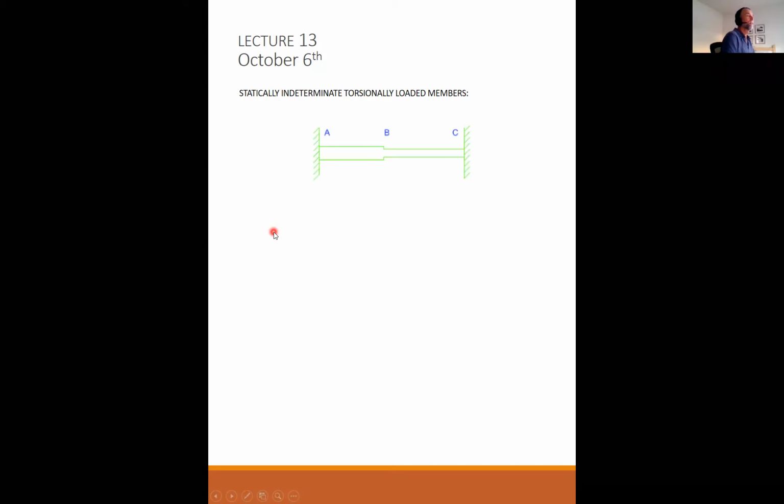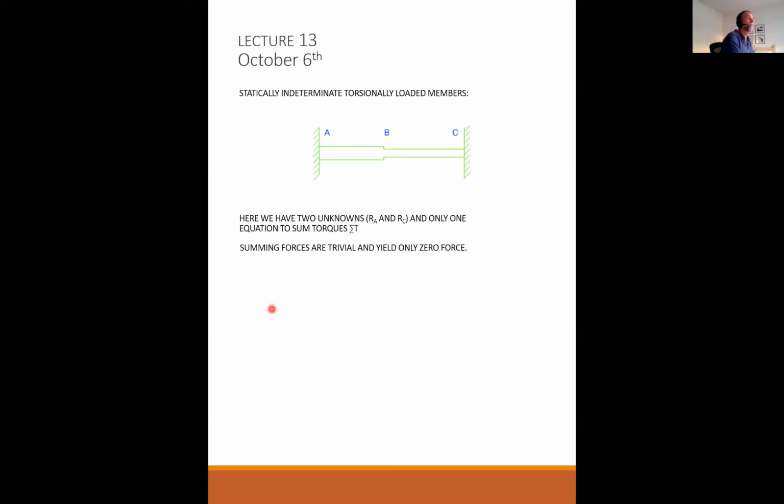So what we're talking about is some kind of a shaft or torsionally loaded member that is supported between two supports, or wedged between two walls, basically. Here we have two unknowns. We have a reaction at A and a reaction at C, and only one equation in order to sum our torques. This probably looks somewhat familiar because this is pretty much the same setup as we did for statically indeterminate axially loaded members. Same idea.